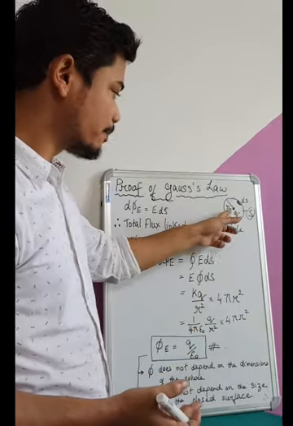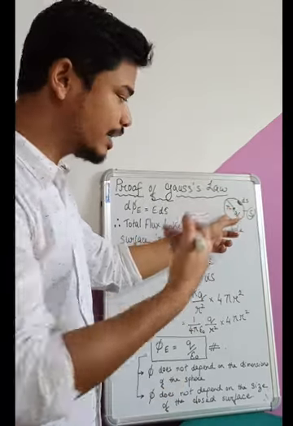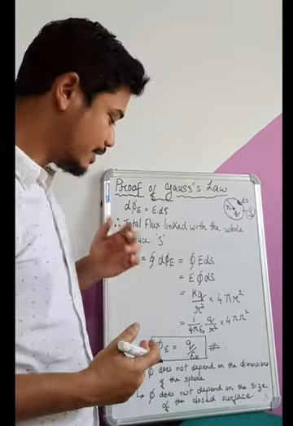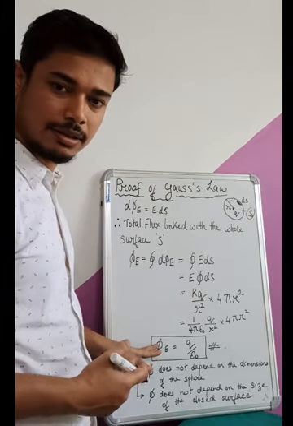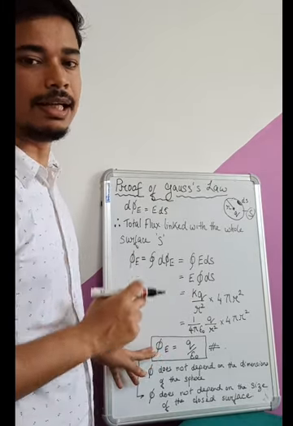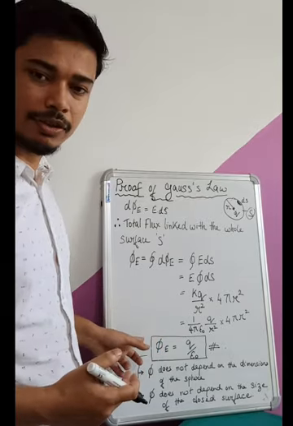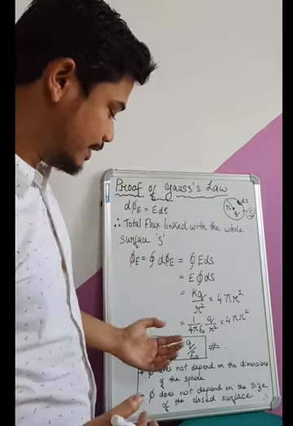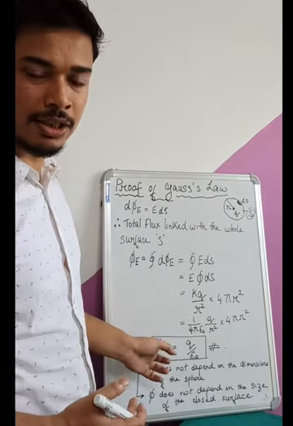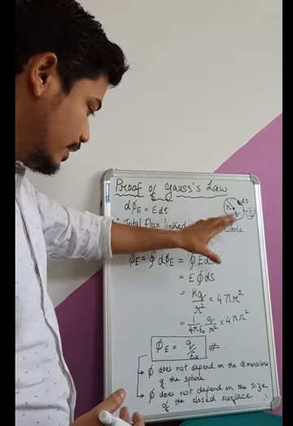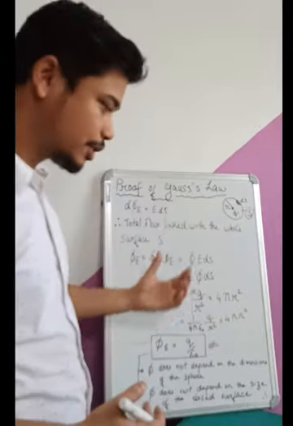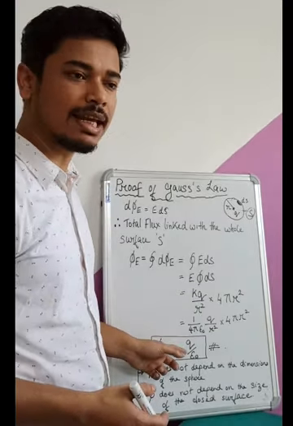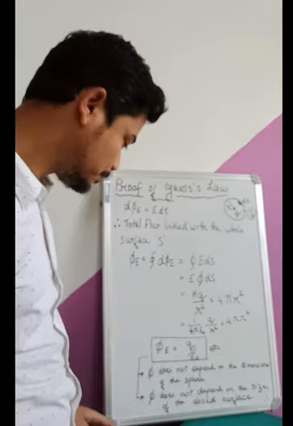If r gets changed, the change of the value of r does not affect the value of electric flux. Why? Because this formula does not depend on r. So the value of electric flux does not depend on the dimensions of the object or the dimensions of the surface. It just depends upon the total charge enclosed by the surface and the value of epsilon naught.